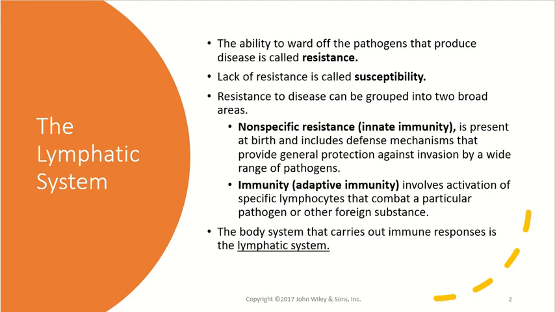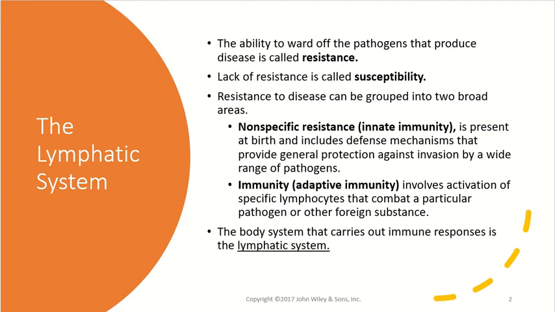Innate immunity, or non-specific resistance, is present at birth, and it includes defense mechanisms that provide general protection against invasion by a wide range of pathogens. On the other hand, adaptive immunity involves the activation of specific lymphocytes that are involved in combating particular pathogens or other foreign substances.